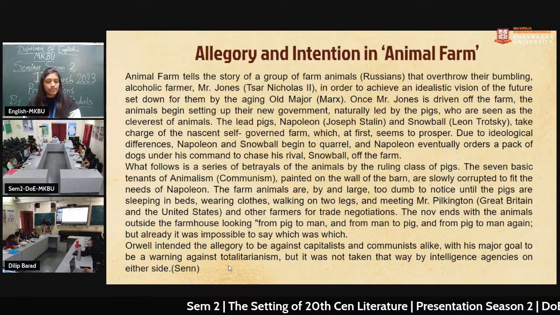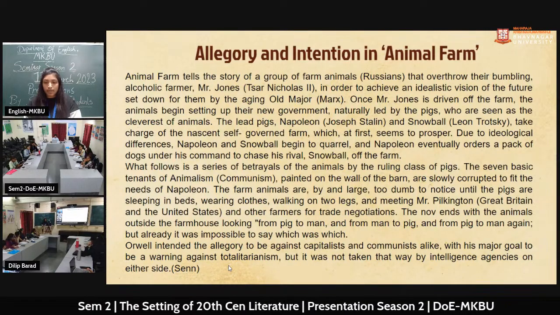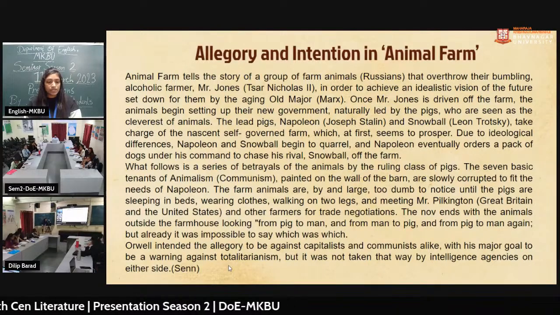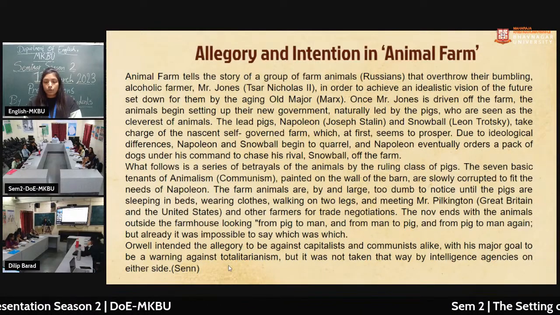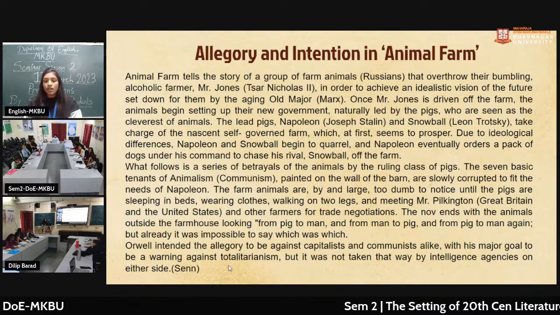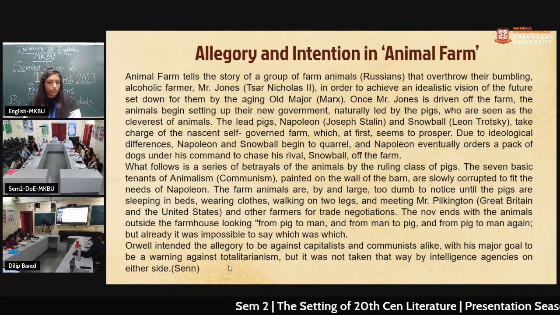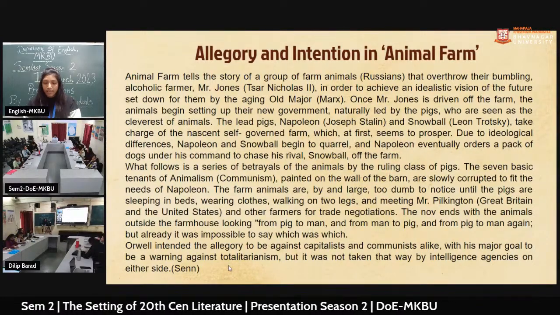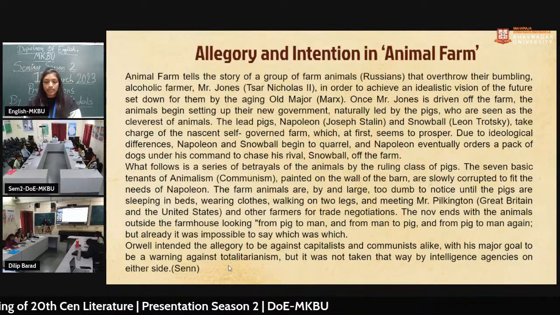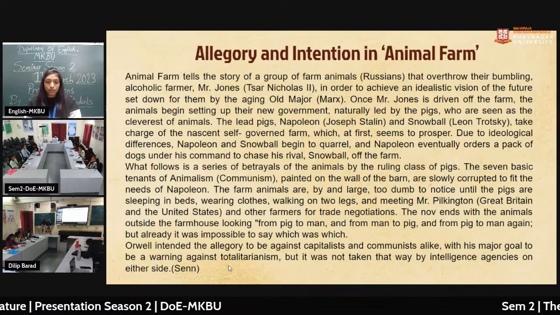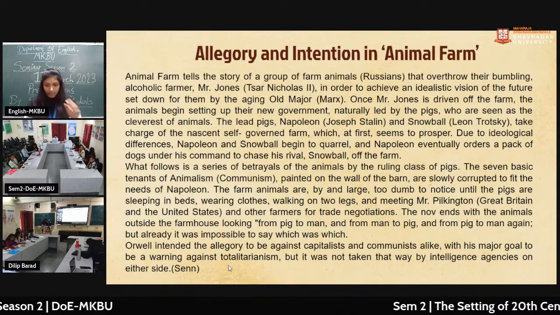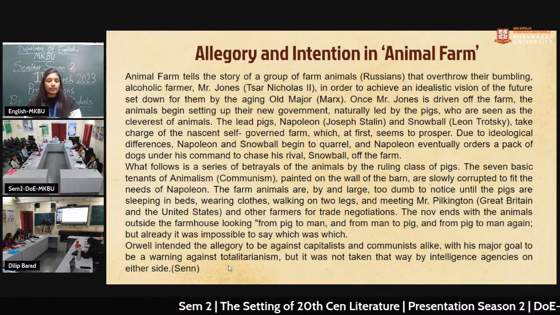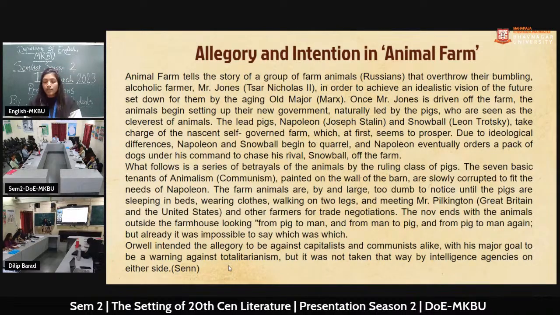What follows is a series of betrayals of the animals by the ruling class of pigs. The seven basic tenets of animal communism, painted on the wall of the barn, are slowly corrupted to fit the needs of Napoleon. The farm animals are by and large too dumb to notice until the pigs are sleeping in beds, wearing clothes, walking on two legs, and meeting Mr. Pilkington, as Great Britain and the United States, and other farmers for trade negotiation.